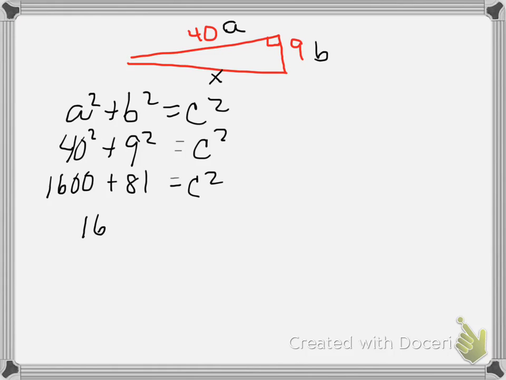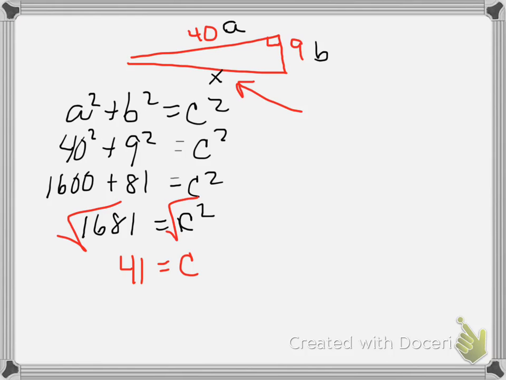That gives me 1681 equals C squared. So I know if I use the square root, which you'll use more of in the next math class that you have, you'll learn more about the radical. And let's see. The square root of 1681 is 41. Then I know that this side is 41.